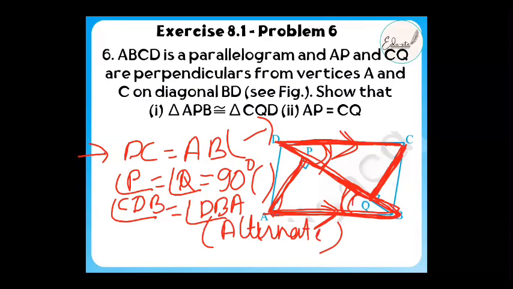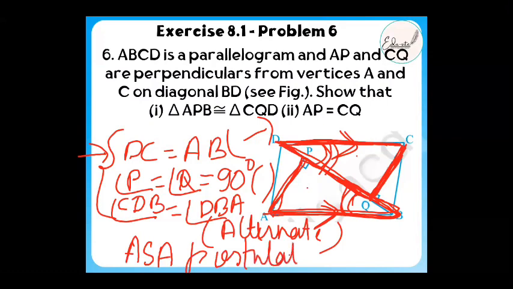If this and this angle are equal, then what can we prove, Laiba? From which postulate can we prove that this and this triangle are congruent? Which is the postulate, Laiba? One side, two angles. ASA. The ASA postulate. From the ASA postulate, both of the triangles are congruent. That's all. We have proven this.